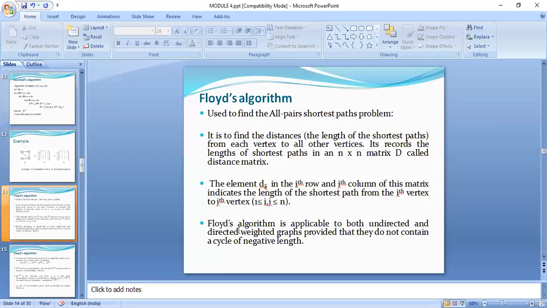When you talk about Floyd's algorithm, we are going to find out the all pair shortest path problem. So what is this all pair shortest path problem we have to see? Here we are going to see it with the help of the same procedure which we have used in Warshall's algorithm, using the dynamic programming concept.